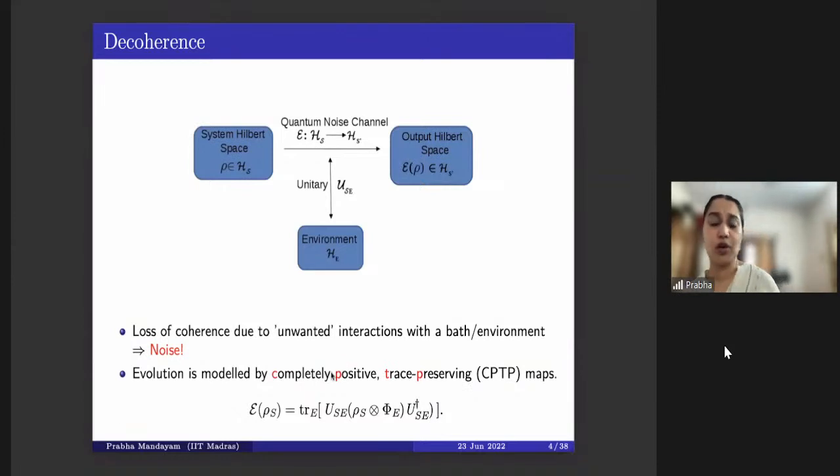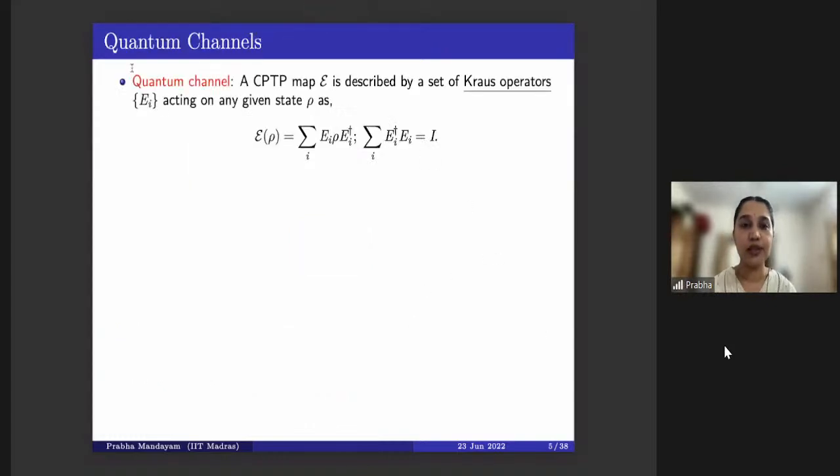So for the purposes of this talk, I will not get into what complete positivity is, etc. Maybe there's a different lecture that you have on open quantum systems and so on. But let's just understand that there is a certain mathematical model of a map that describes the system state as it decoheres or loses coherence because of interaction with the bath or environment. Okay. Right. So what is this quantum channel?